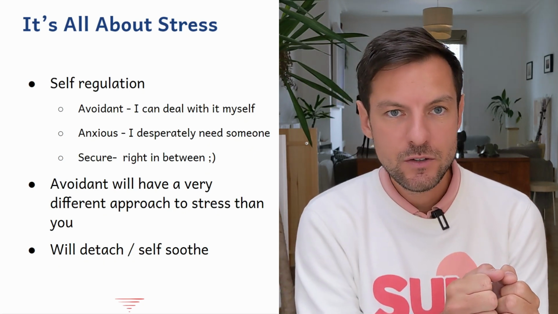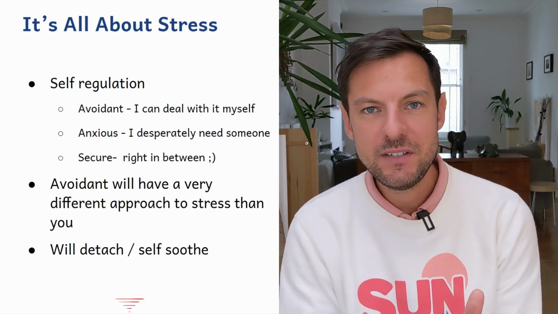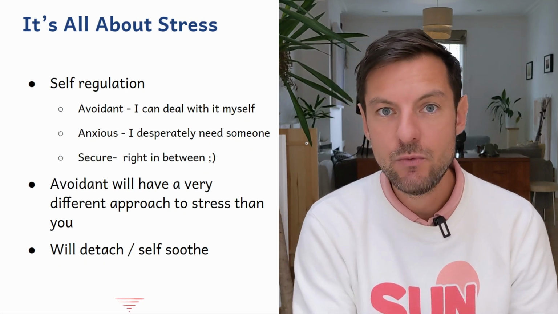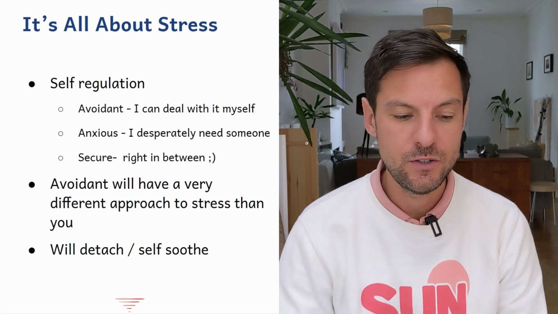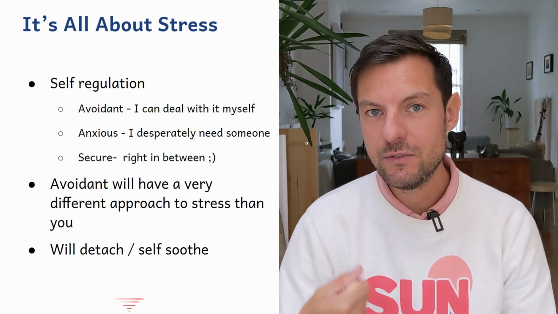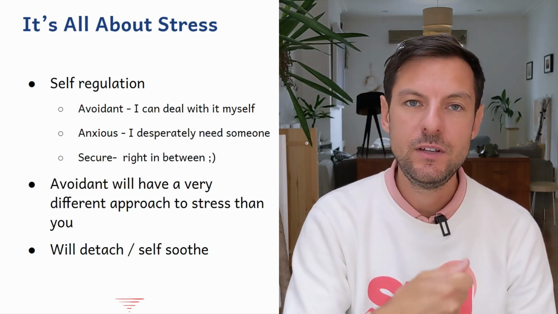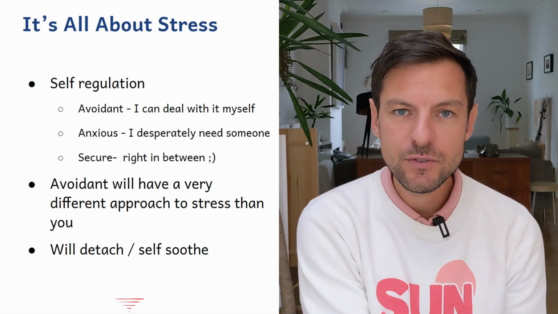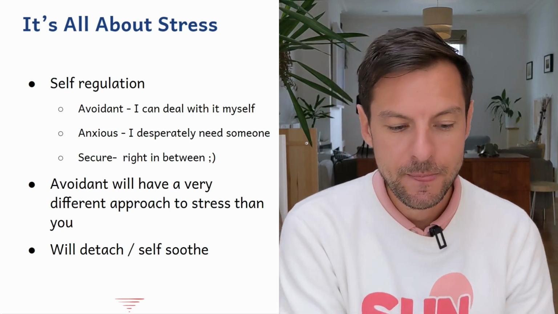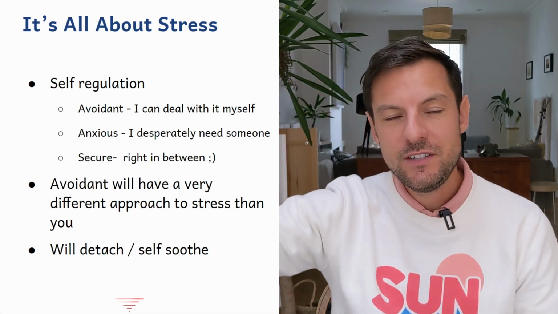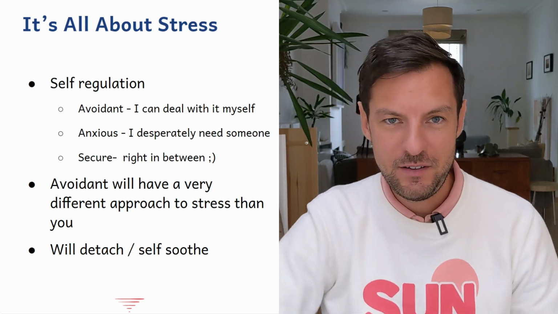So the problem, and how it manifests itself, is really about stress and how we deal with stress, how we self-regulate stressful situations. And we have different ways of dealing with stress, depending on whether we have developed an avoidant attachment style, an anxious attachment style, or a secure attachment style. Avoidant, as we discussed, the kid is in the park, he doesn't care where his parents are.